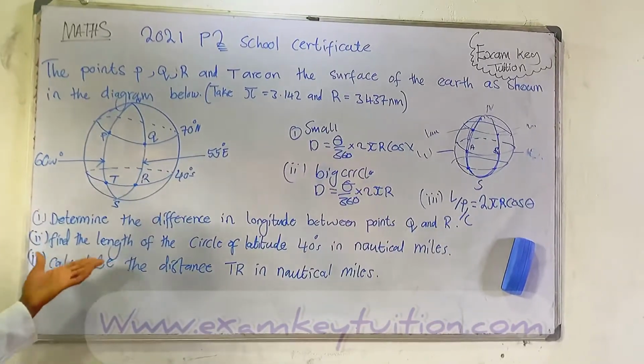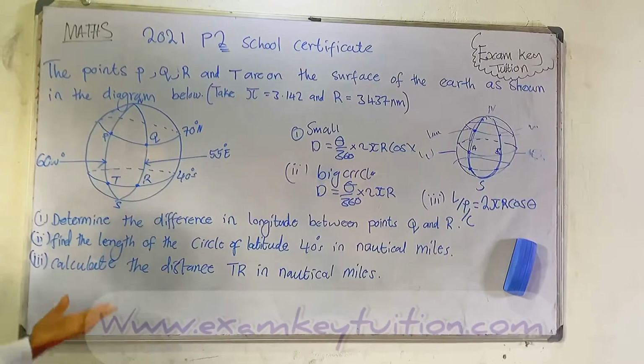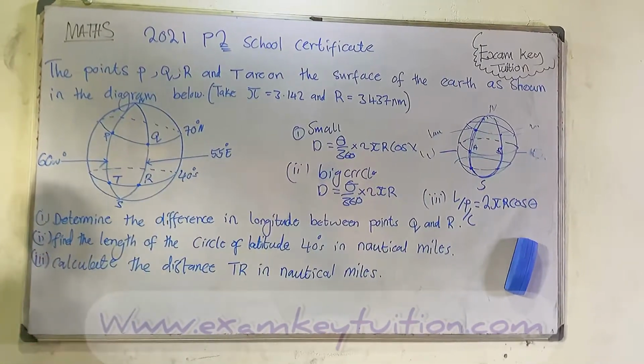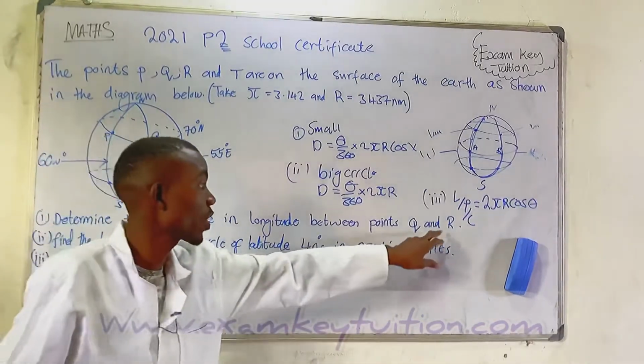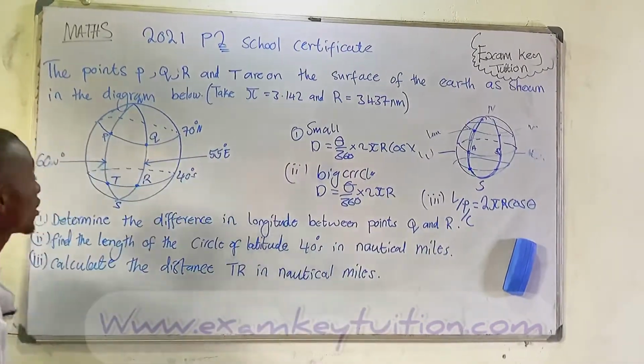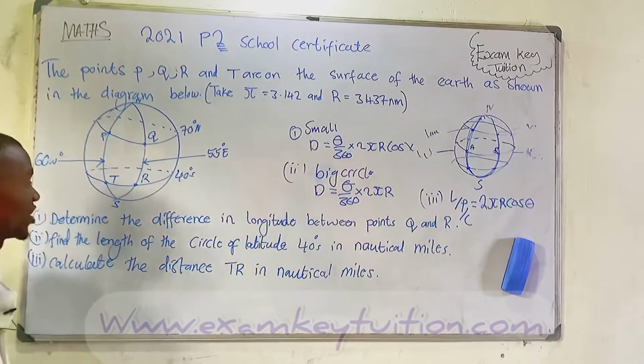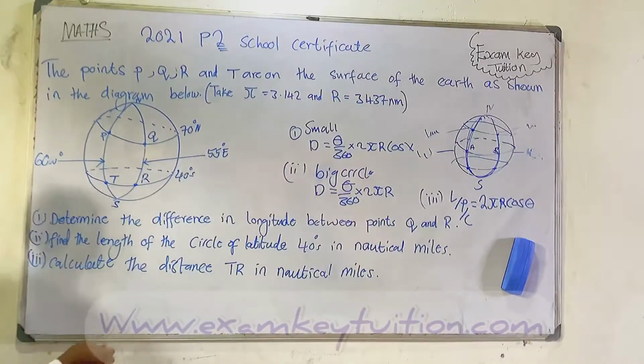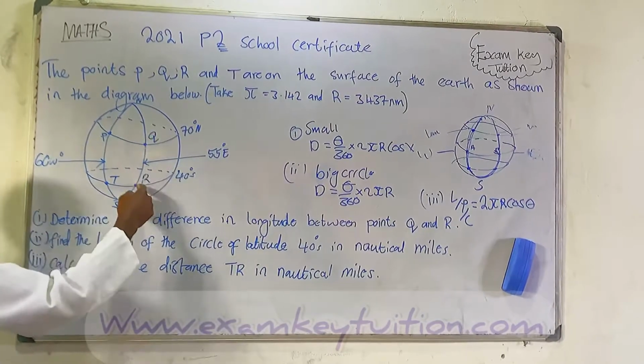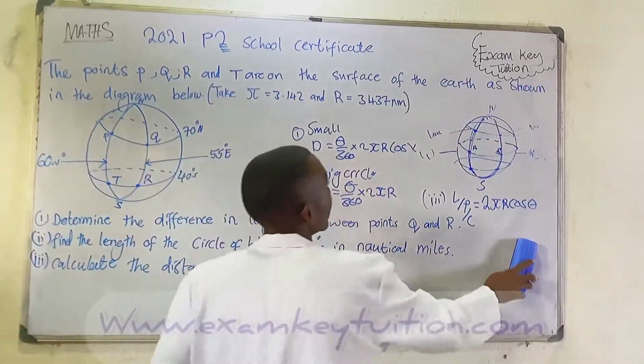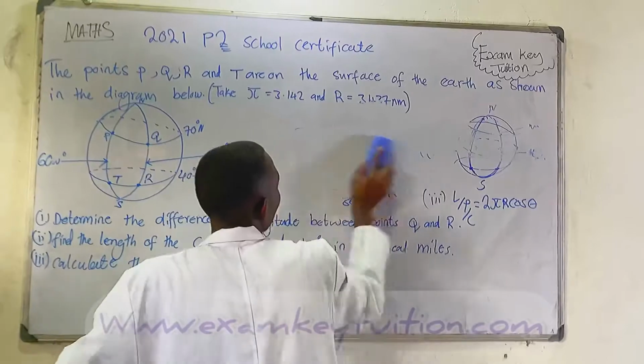According to our first question, we are determining the difference in longitude between Q and R. So we need just to find the difference between Q and R. Q is here, R is here. So let's solve. Let me try to get the space here.